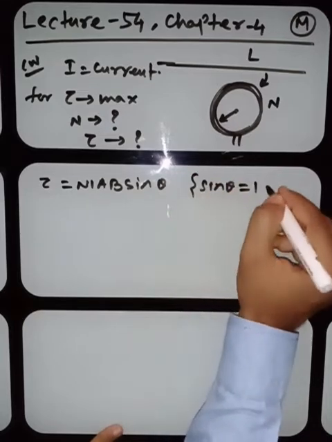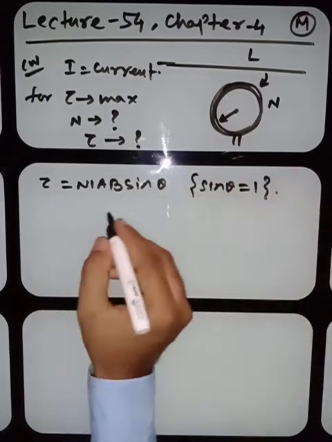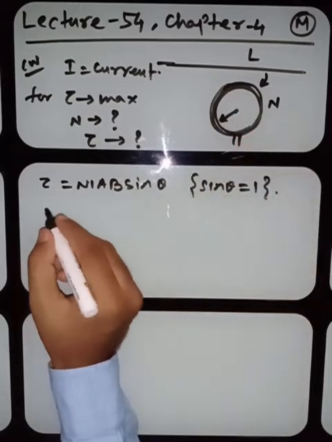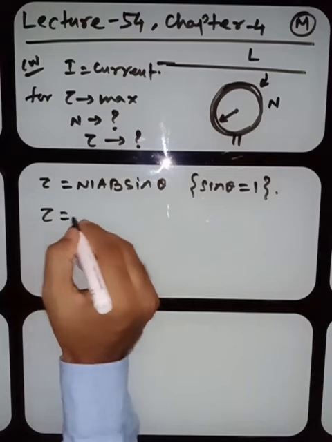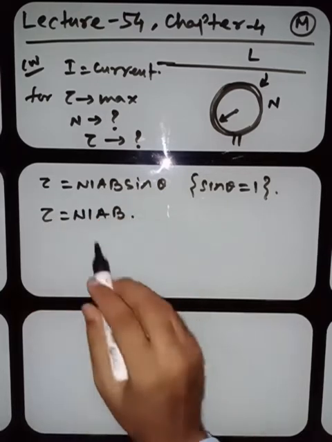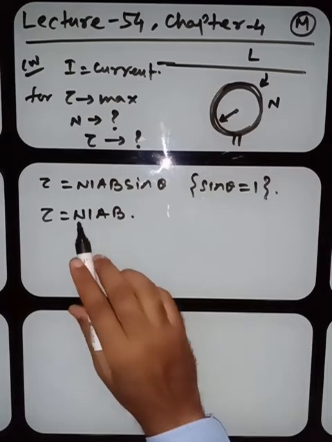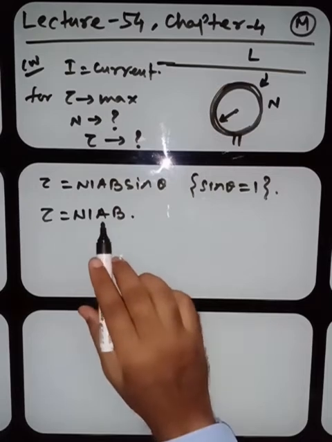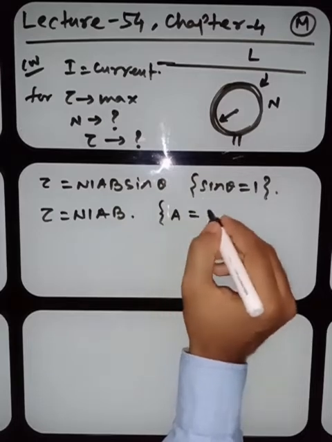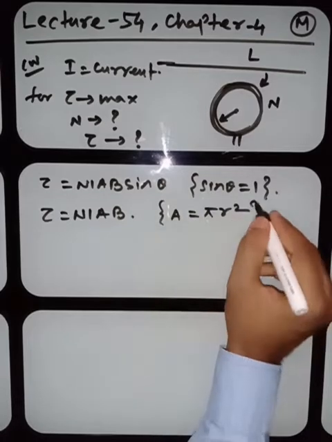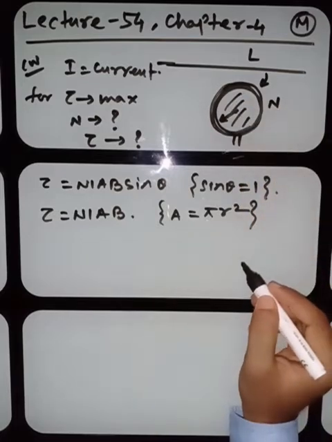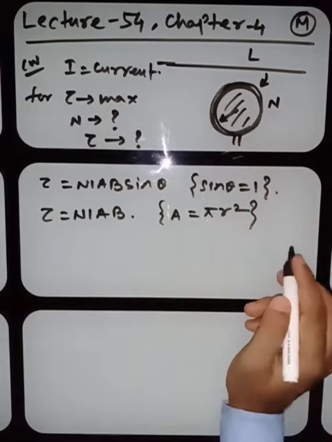Sine theta should be 1. Of course it should be perpendicular. Now the maximum torque will be NIAB. Here I is the current, N is the number of turns that we have to find, and A is the area, which is pi r square. This is the face area, but we don't know the value of r, so try to find out r.